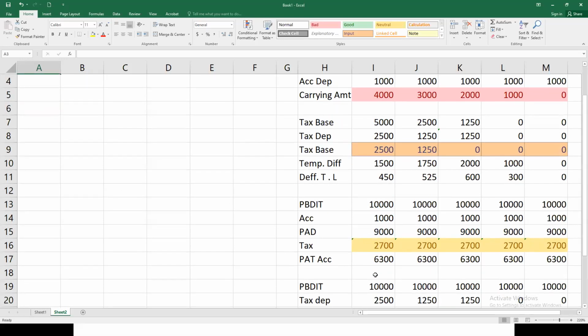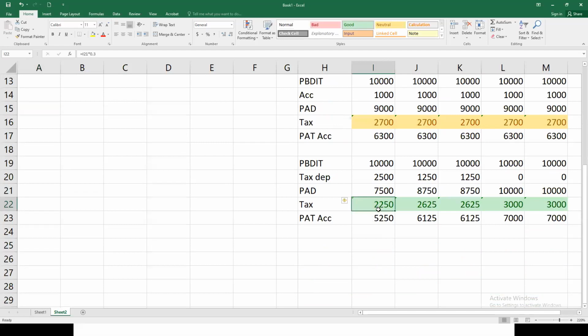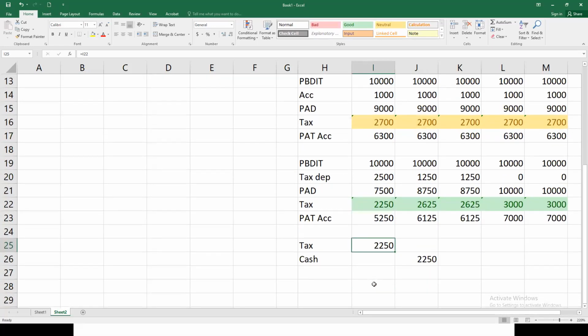Right. Now, so you know how to pass the accounting entries. So this is the actual amount of tax payable for this year, right? For 2003, you have to pass accounting entries like this. Tax expenses, this amount, and cash, if it is paid in cash, credit equal amount, right? But according to the accounting provision, we already estimated 2,700, but the actual payment is 2,250, right? So we are paying less tax. So this less tax arises due to what? The differences in depreciation rate.